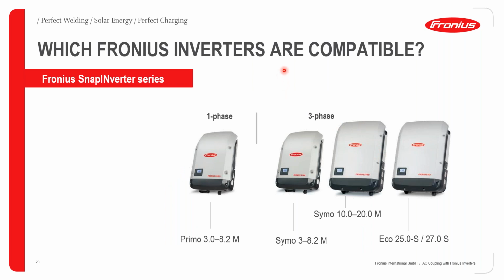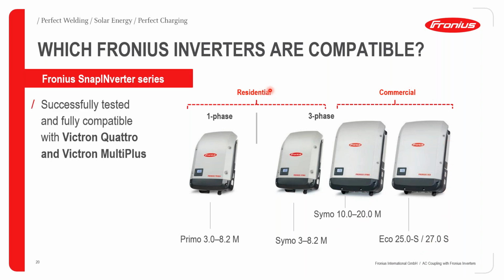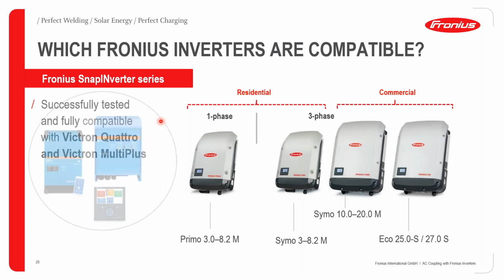So which Fronius inverters are compatible? We have the Fronius Snap inverter series, the single phase inverters, the Primo 3.0 kilowatts up to 8.2 kilowatts, and the Symo 3.0 up to 8.2 kilowatts. These are inverters that are mostly used for residential setups. And we have the bigger three-phase inverters, that is the Symo 10 to 20 and the Eco 25 and 27 kilowatts. All these inverters are compatible with the VICTRON inverters because they have been successfully tested for compatibility, both with the VICTRON Quattros and the VICTRON Multiplus inverters.